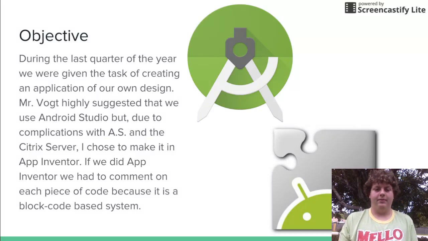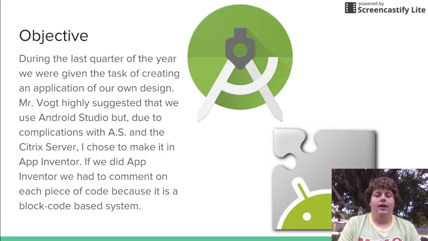So, the objective of this PBL was, during the last quarter of this year, we were given the task of creating an application of our own design, and Mr. Vote highly suggested that we use Android Studio, and that was kind of the main thing of this PBL. But due to complications with it, as well as the Citrix Receiver, I chose to create my app in App Inventor. And Mr. Vote said if we were to do that, we would have to comment every piece of code and kind of give a better explanation of what it does compared to real Java code.